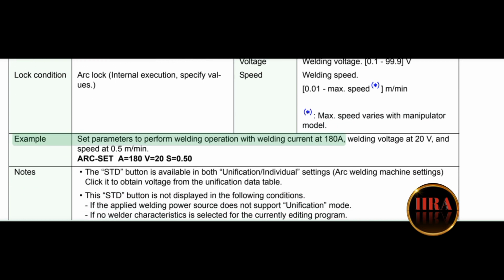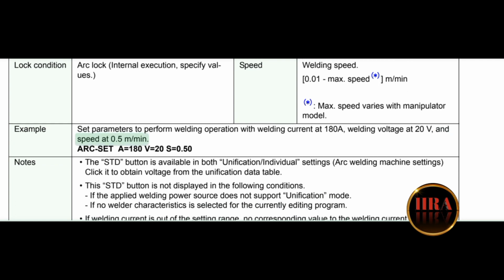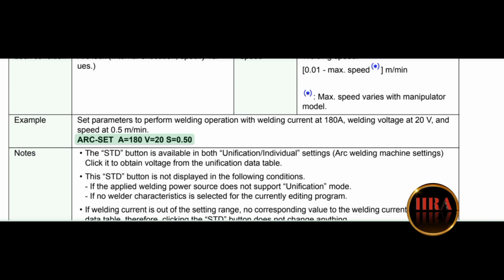Example: set parameters to perform welding operation with welding current at 180 A, welding voltage at 20 volts, and speed at 0.5 meters per minute. ARCSET A equals 180 VOLT equals 20 S equals 0.50.